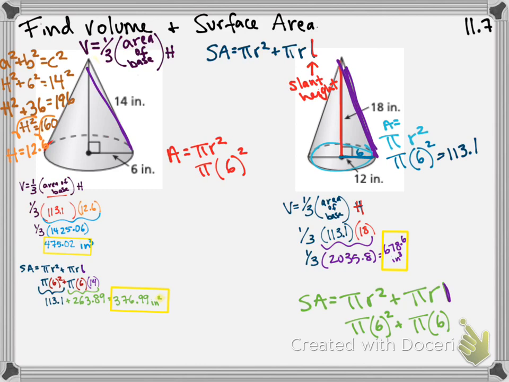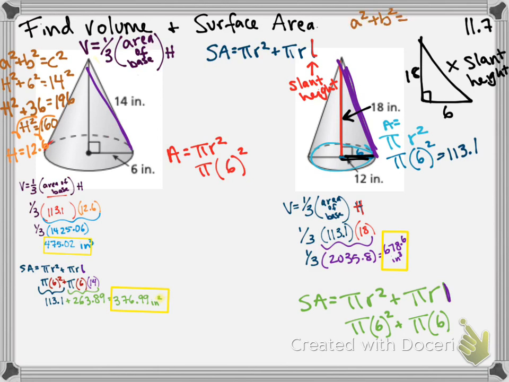If we were to detach this, just to make it a little bit easier to see, this is 6 because it's the radius, right? This is 18 because they point to it. So we don't know the slant height. But we can find it using the Pythagorean theorem once again. So a squared plus b squared equals c squared. C squared is always across from the right angle.